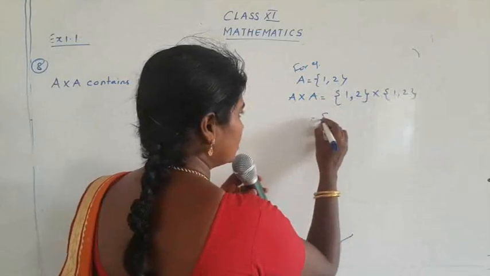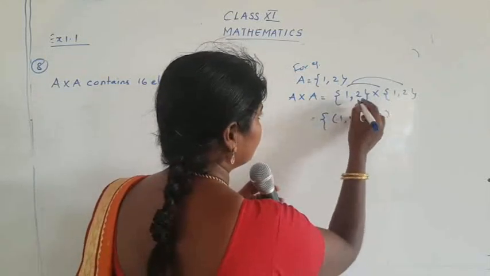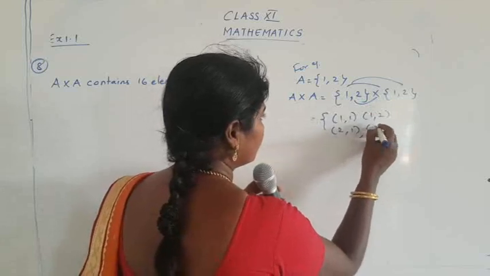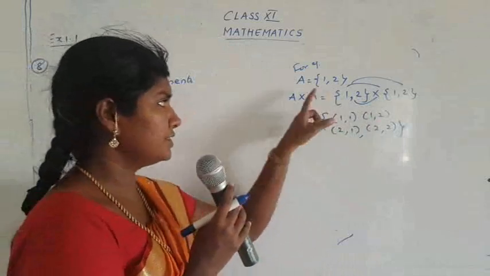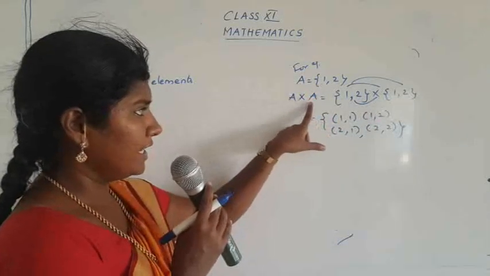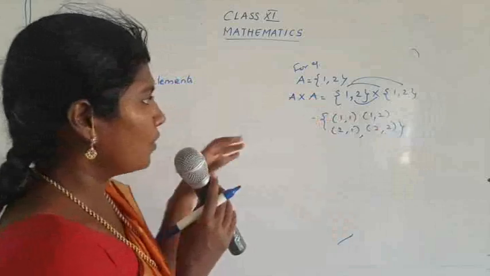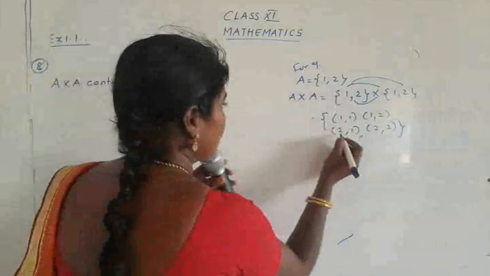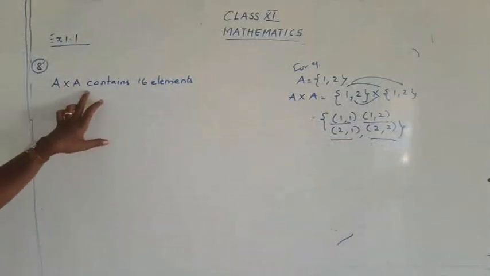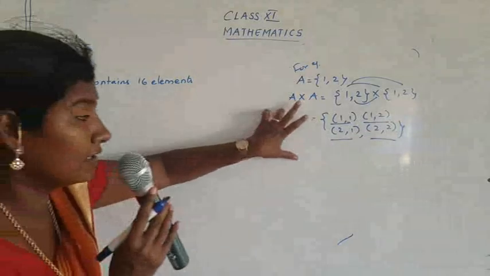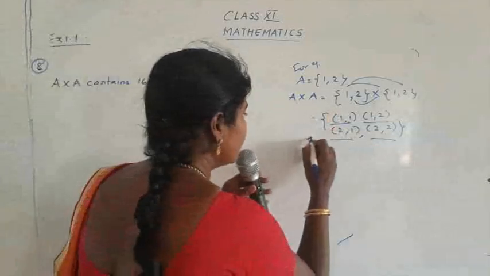So let's take the product. What do you get here? (1, 1), (1, 2), (2, 1), (2, 2). So the total number of pairs: 1, 2, 3, 4. A cross A contains 4 elements, we can say 4 pairs or 4 elements. Here the statement given is A cross A contains 16 elements. Similarly, in the example, A cross A contains 4 elements.